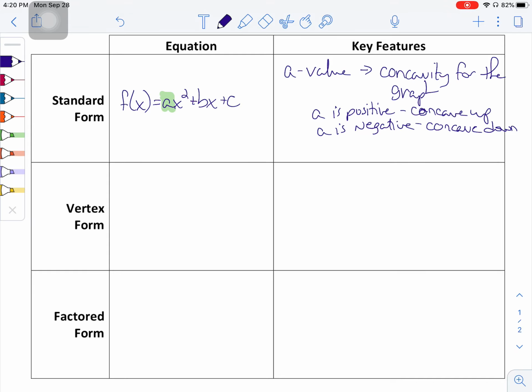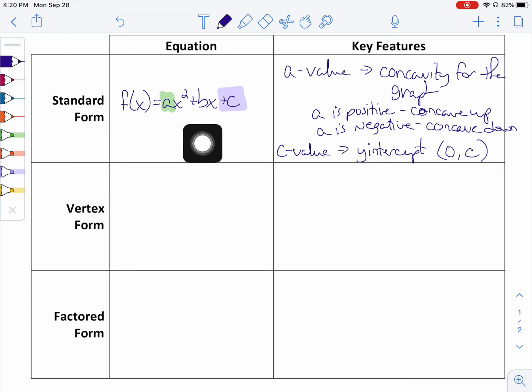Now, in terms of the other piece of information that this equation can give us, it's based off of your c value. The c value is going to tell us the y-intercept. And so for the y-intercept, you can write the point 0, c. So whatever this number is at the end, if it's positive 5, awesome. If it's negative 57,000, that works too. Both of those would be the y-intercept. Okay? So those are the key features from standard form.